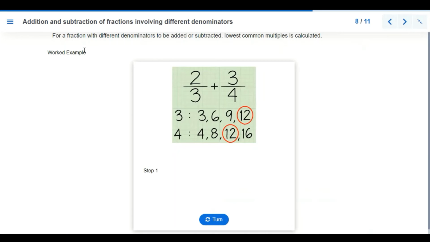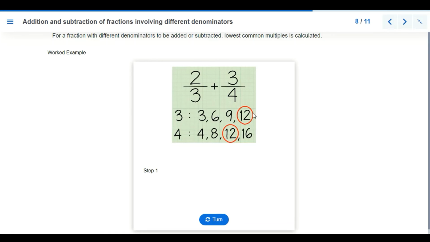Now let's look at this. When we have different denominators, what happens? If you look at it, this is 3, and this is 4. So what we do here is find the lowest common multiples of the denominators. So if we find the lowest common multiples of 3, the first one is 3. That is 3 times 1 is 3. 3 times 2 is what? 6. 3 times 3 is 9. And 3 times 4 is 12.